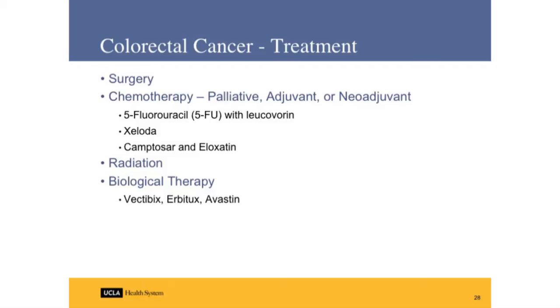And then the types of chemotherapeutic agents that are used are 5-fluorouracil, which is given with leucovorin, Xeloda, which is an oral form of 5-FU, and that's essentially used when the colorectal cancer has spread to other organs. And then some other newer agents are listed, which include Camplostar, and then radiation is also used.